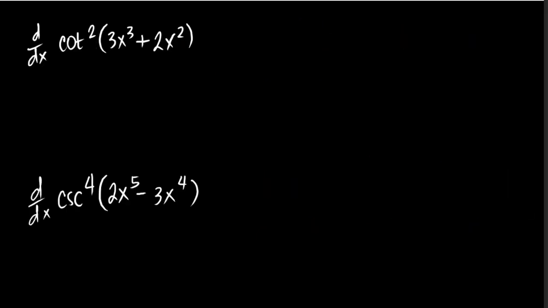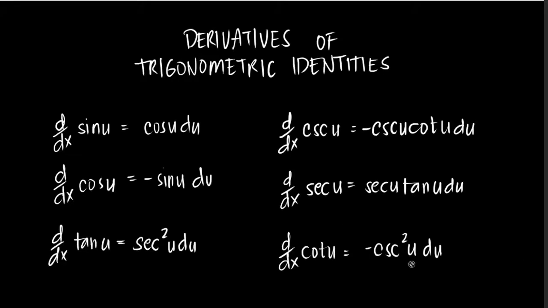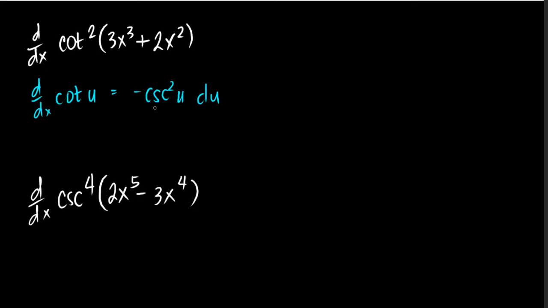This one has a square, so this is part of the chain rule. Cotangent. The derivative of cotangent u is negative cosecant squared u du. So we can check: cotangent, it's negative cosecant squared u du. So let's go back to that.